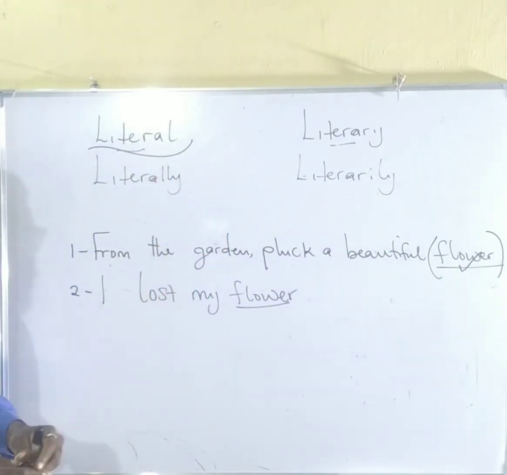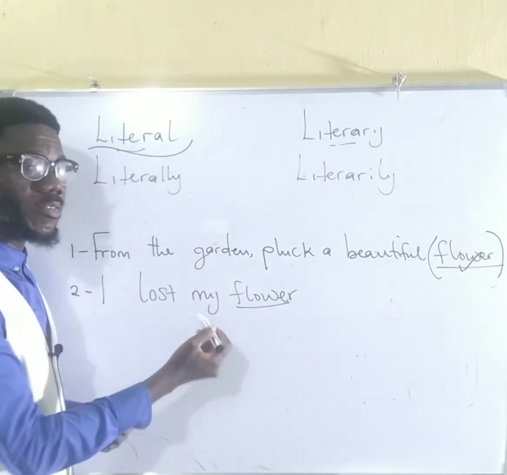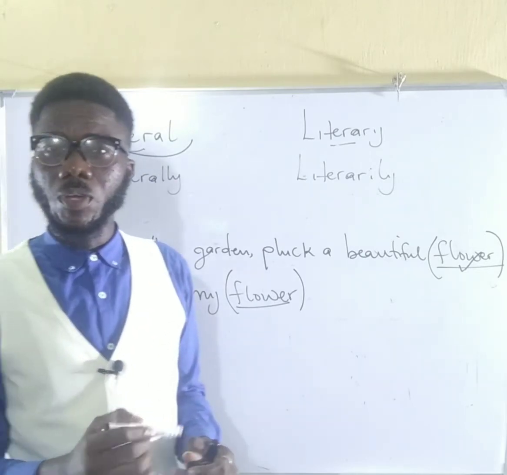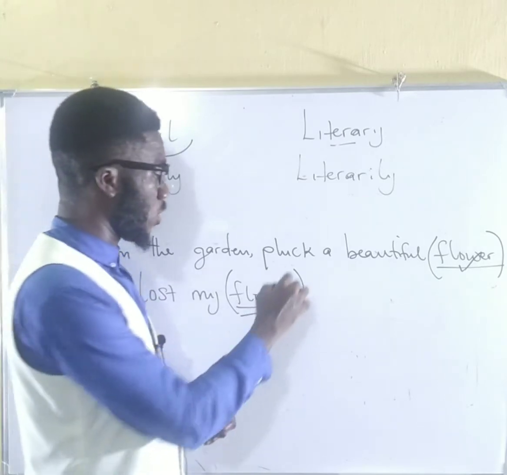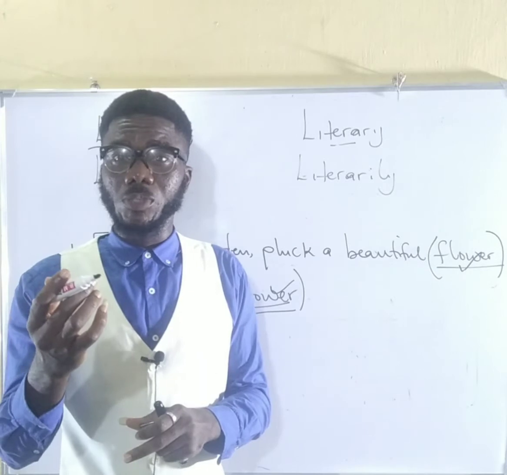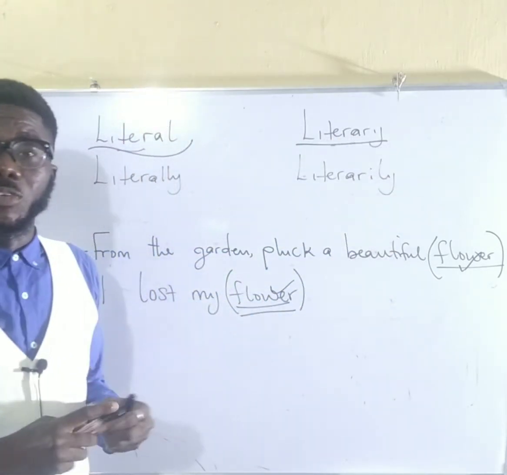Take a look at the second sentence. Imagine that you hear a girl saying, I lost my flower. The same flower. Now, are they talking about the same thing? No. If you make this sentence before a child, that child will not understand what you're trying to say. Because this flower here has left that flower that you know. It is now talking about something else. The flower here is literary. This is the difference between the two.